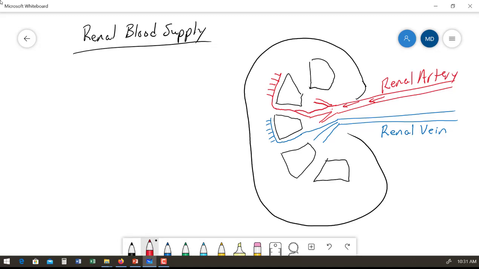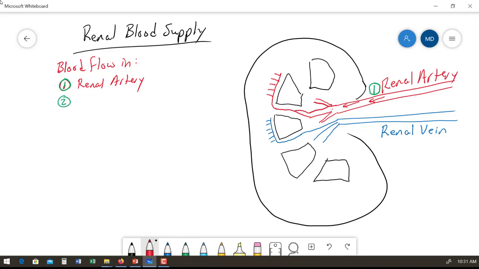So first, let's talk about blood flow coming in. Blood flows into the kidney, starting with, number one, the renal artery. The renal artery is coming off of the abdominal aorta. And what I'm going to do here is I'm going to label this with a green number 1 here. Okay, so I'll turn this green as well. So green 1 is renal artery coming into the kidney, supplying it with blood.